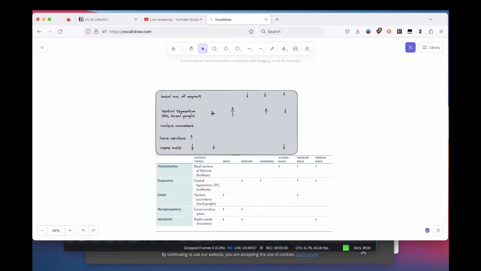Okay, so dopamine is not relevant in anxiety. Oh, sorry. It is relevant in depression. It's down in depression. It is up in schizo. It is up in Huntington. It is decreased in Parkinson. Okay, what about GABA? GABA is down in anxiety, and it is down in Huntington. Okay, and serotonin is, okay.